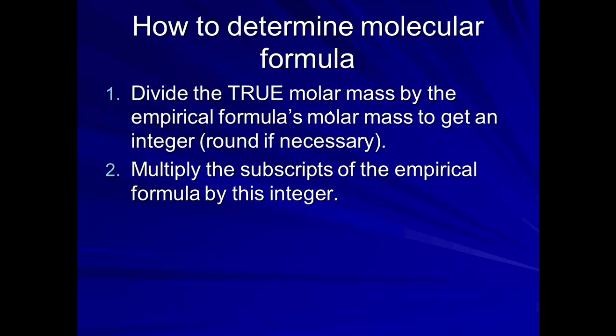You divide that by the empirical formula's molar mass to get an integer, and you might need to round it off. It might be like 5.99 and you round that to 6. And then you multiply the subscripts of the empirical formula by that integer to get the true molecular formula.